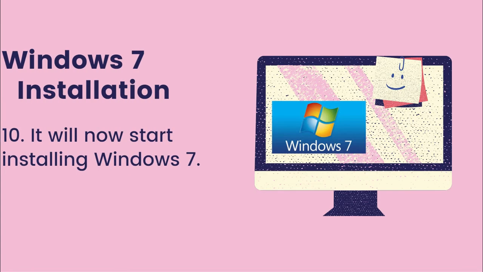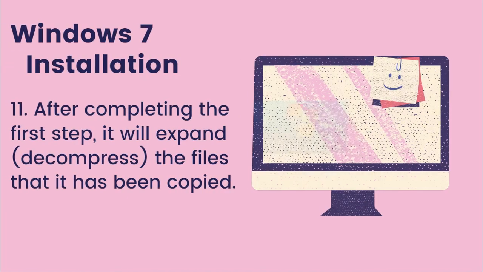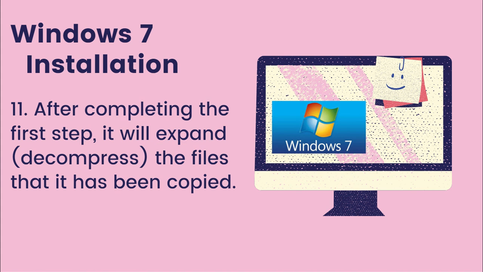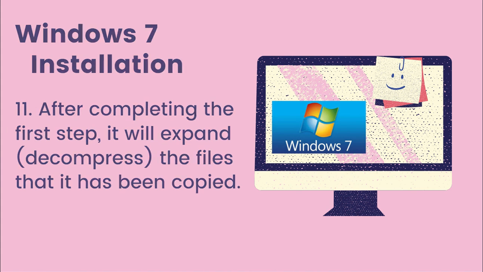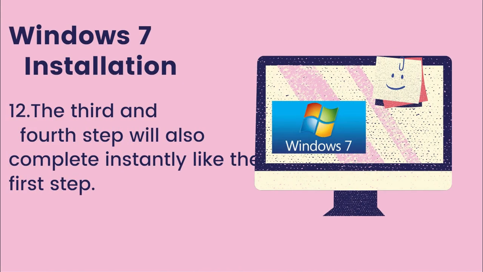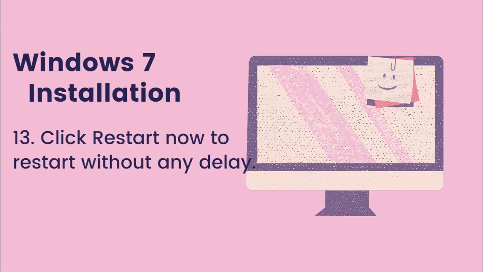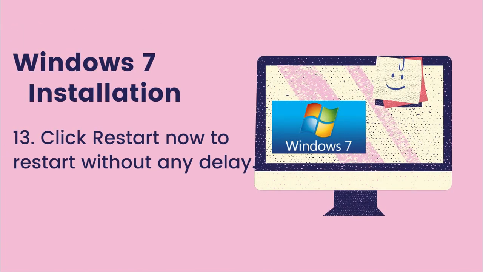It will now start installing Windows 7. The first step was already done when you booted the Windows 7 DVD, so it will complete instantly. After completing the first step, it will expand or decompress the files that it has copied. The third and fourth steps will also complete instantly like the first step. After that, it will automatically restart after 15 seconds and continue to set up. You can also click Restart Now to restart without any delay.